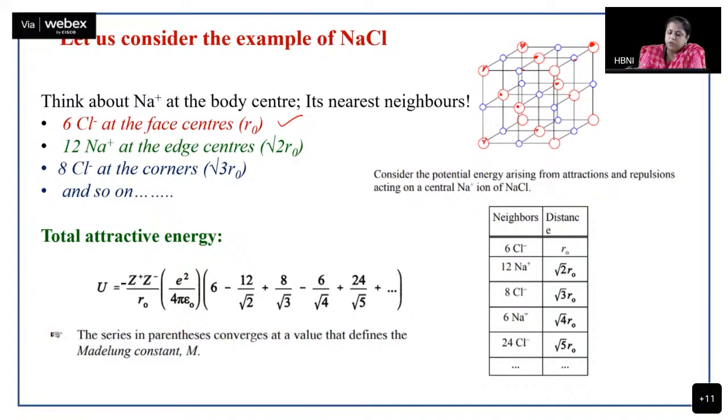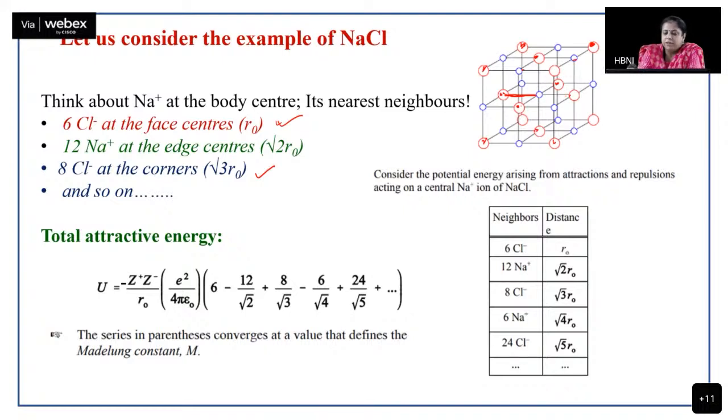And these would be at the distance of under root 3 R naught. How can you calculate it? If this is R naught, you can actually calculate it. I hope you are able to understand it. If this is R naught, this would be 2 R naught.